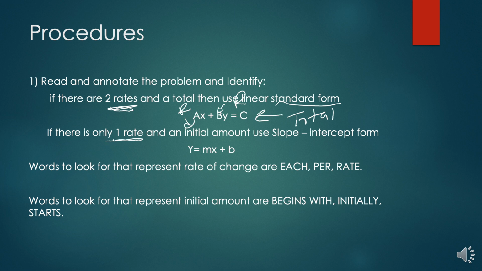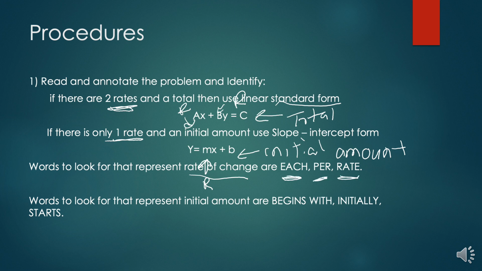Now the other equation is if it only has one rate or a slope or rate of change, basically you're gonna use slope-intercept form, which is mx plus b. So this is the rate, and this is your initial value, initial amount, starting amount, or your y-intercept, however you want to call it. Now, words to look out for that represent rate of change. There's a bunch of them. The ones I can think of off the top of my head were each, per, rate. Other words that represent initial amount are begins with, initially, and starts.